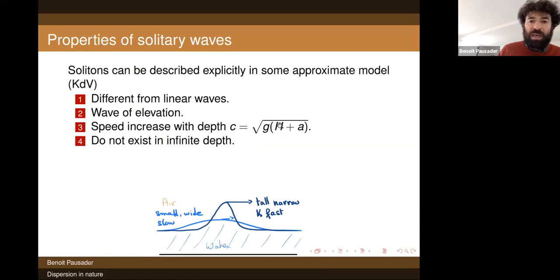Here h would be the height of water between the bottom and the average surface, and a is the amplitude of the wave. This is really important because it governs a lot of phenomena in the ocean. This is why in the very deep ocean, you can have waves that travel very fast.